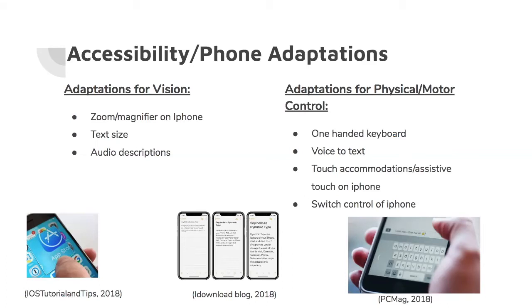So all of these features can be controlled through the settings on the iPhone and also on many Android devices. And the exact steps will be dependent upon the type of device that the client has. So you would have to go through what kind of phone they have and try and look into how to change that on their phone based on their specific needs.